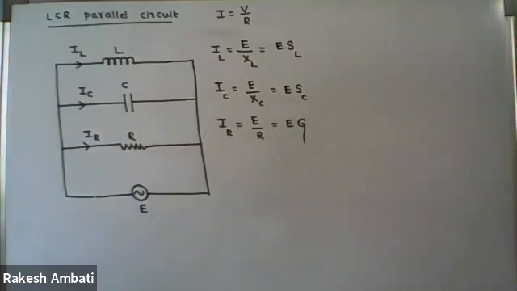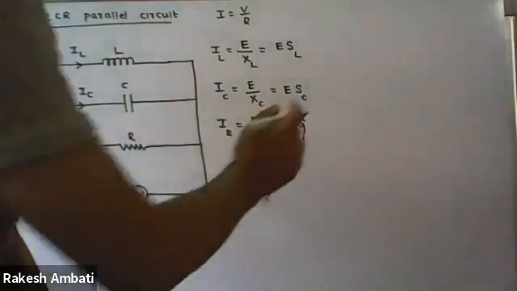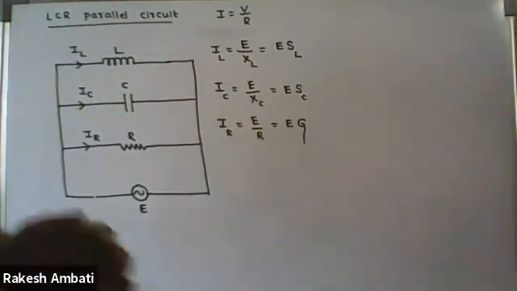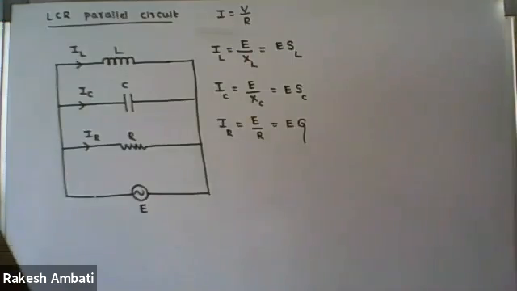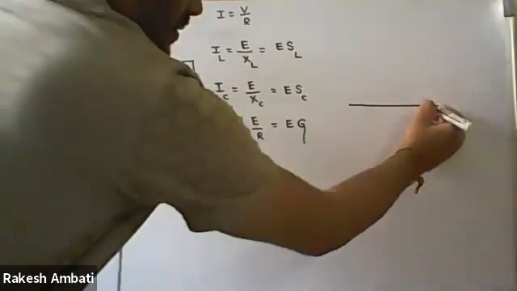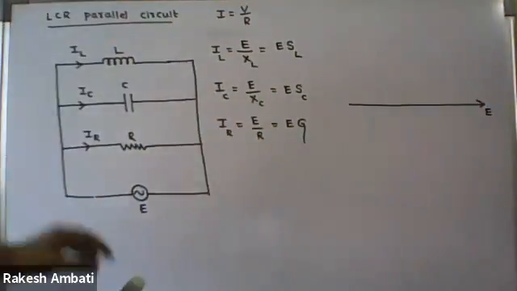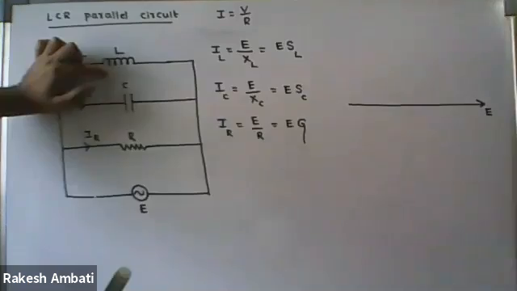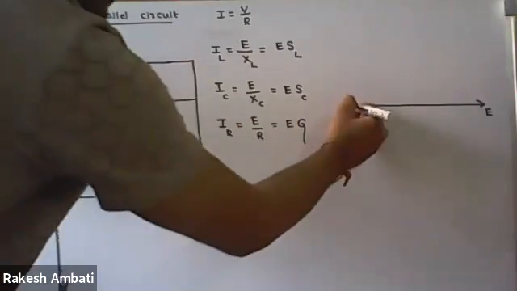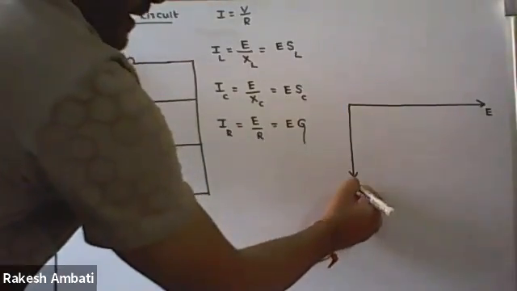Now I want to find the resultant current in this circuit. So let us draw the phasor diagram. In the phasor diagram, what is the reference we have to take? EMF or current? EMF. So EMF is the reference. First of all, coming to the first element, inductor. In the inductor, current leads or lags? Lags. Current lags by an angle 90 degrees.